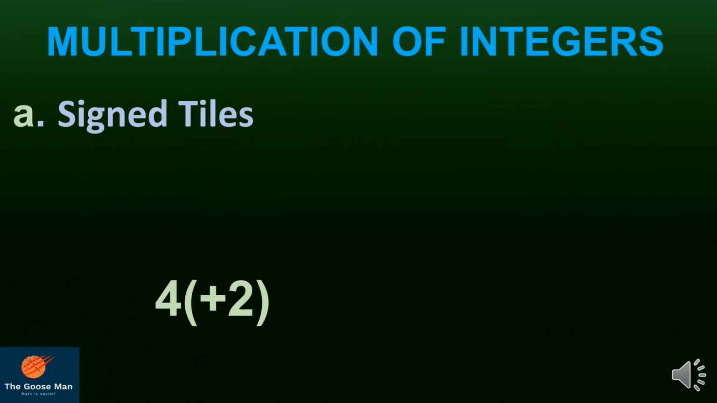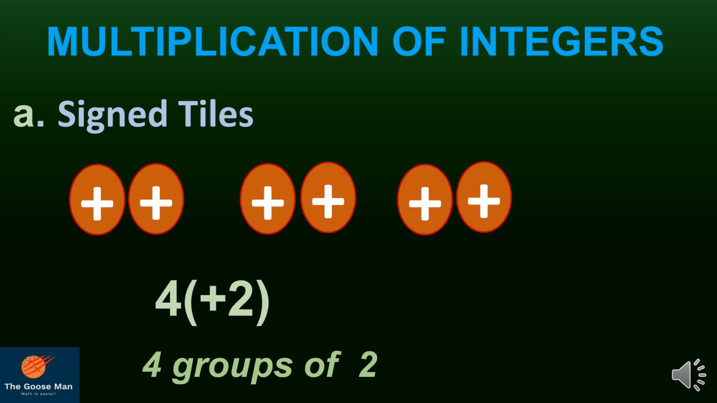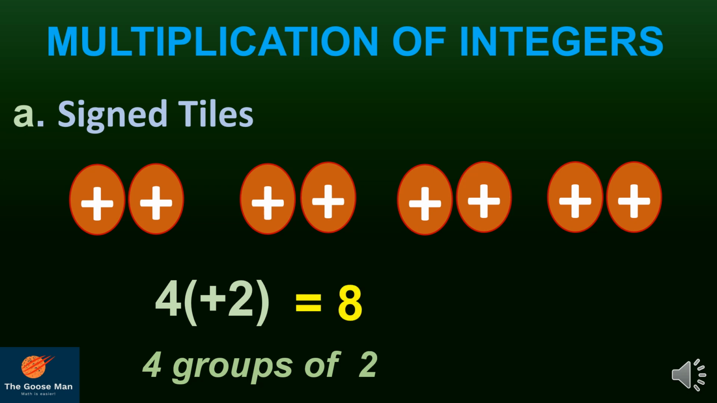Let's proceed to the multiplication of integers. Say for instance, I have 4 times positive 2. It means that I have 4 groups of positive 2. So I have here 1, 2, 3, 4, 4 groups of positive tiles. If I count them all, I have 1, 2, 3, 4, 5, 6, 7, and 8. So 4 times positive 2 is equal to positive 8.